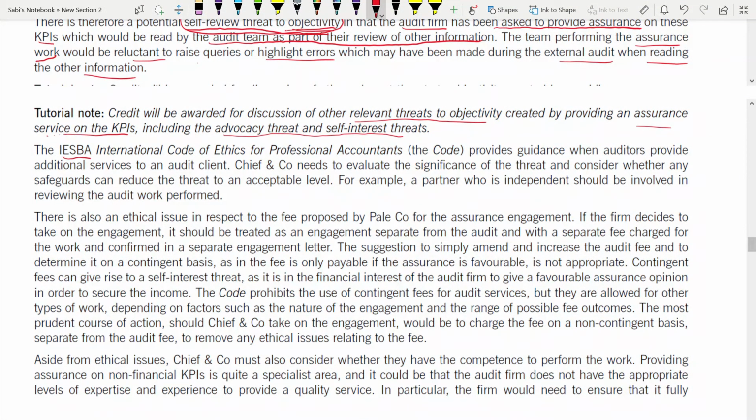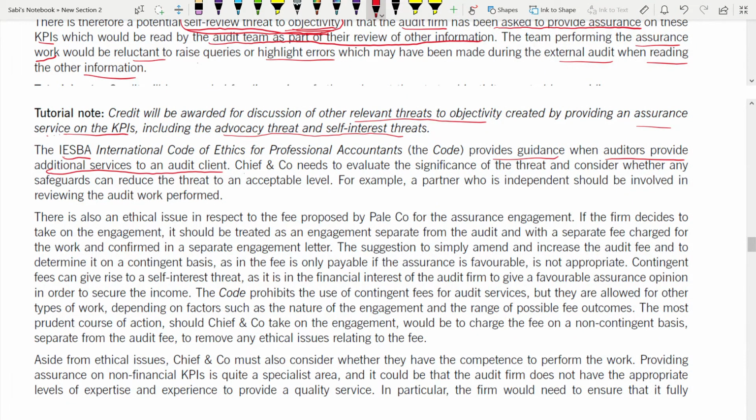Next, the IESBA, International Code of Ethics for Professional Accountants. They provide guidance when auditors provide additional services to an audit client. So somewhat from here you can copy paste. You can just memorize some answers. Because this is an ethical question, you will anyway get ethical questions in every sitting. Some things you can copy paste. Like this part, when you're providing additional services. Okay, so who provides guidance? IESBA. They provide guidance when auditors provide additional services to an audit client.